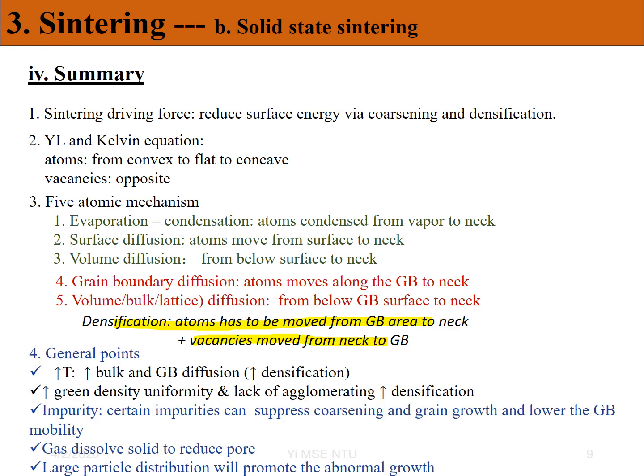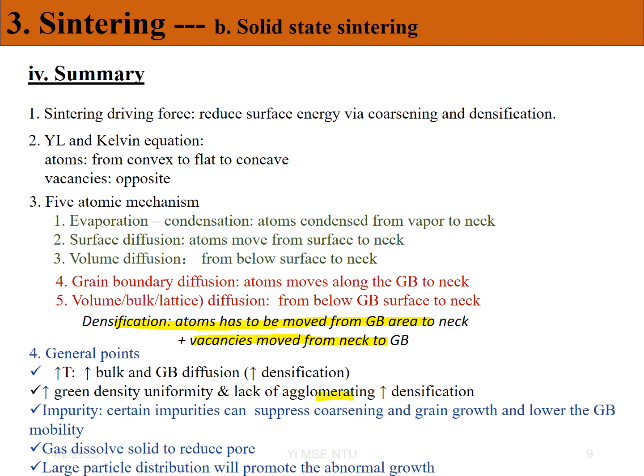Okay, some general points. During sintering, we prefer a higher temperature because high temperature is going to give you higher bulk and grain boundary diffusion. In general, this is going to enhance densification, enhance the grain density uniformity, and also reduce agglomeration. It is also going to enhance densification.